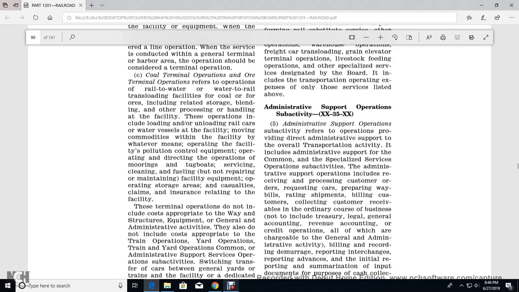A coal terminal operation, water terminal, refers to operation of rail to water to rail transfer, transloading facility of coal or ores, related to storage, blending or other processing, handling of the facility operation. It includes loading and unloading rail cars and water vessels with the facility, moving the cars within the facility, whatever the means of operating the facility, pollution control equipment, operating and directing the operation of mooring and tugboats, servicing, cleaning, fueling, but not repairing or maintaining the facility equipment, operating storage, and everyday claims and insurance relating to the facility.